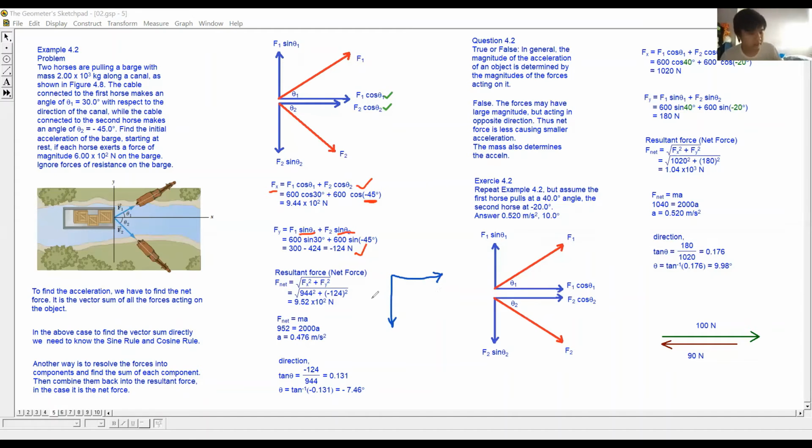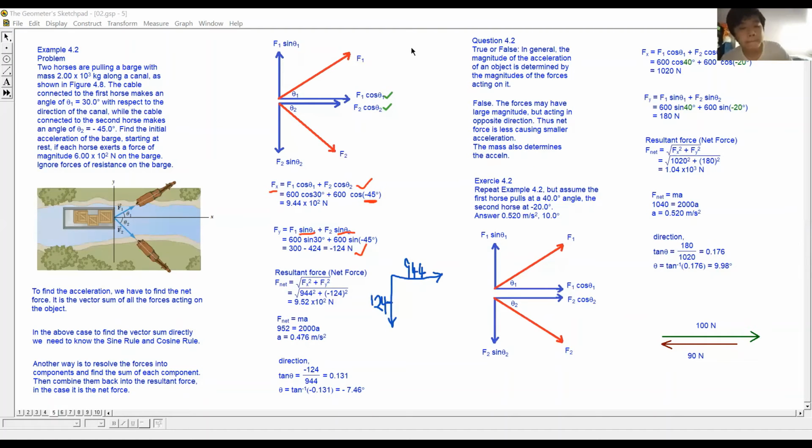Yeah, I got negative 124. My other calculator I'm not getting the negative 124, maybe a weird setting. This is negative 124 and this is 944. So this is the final one, right? The final one is the horizontal component is 944. The vertical component is negative 124.